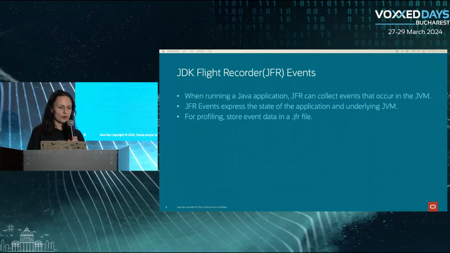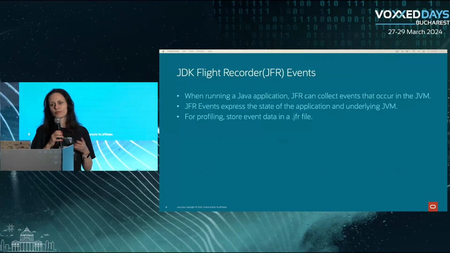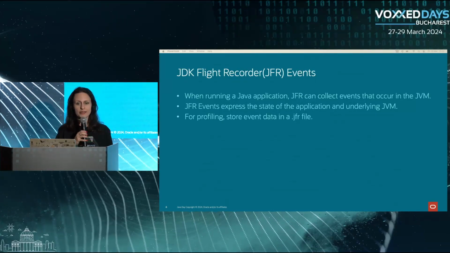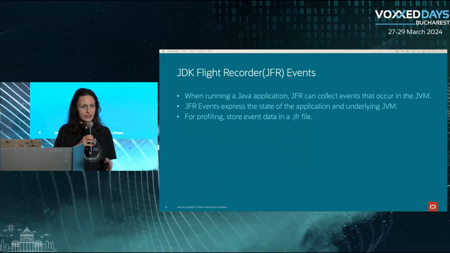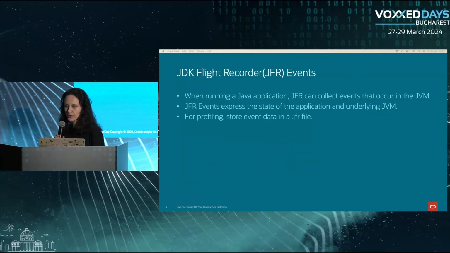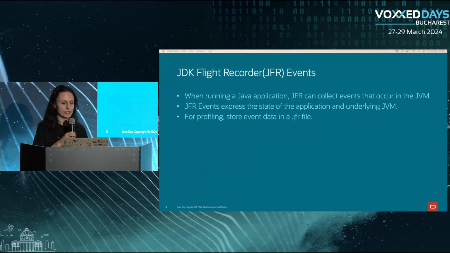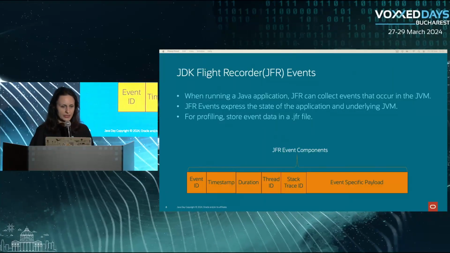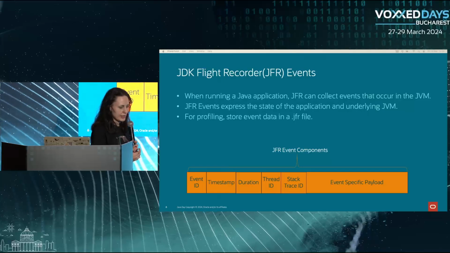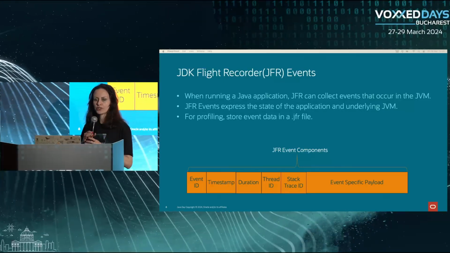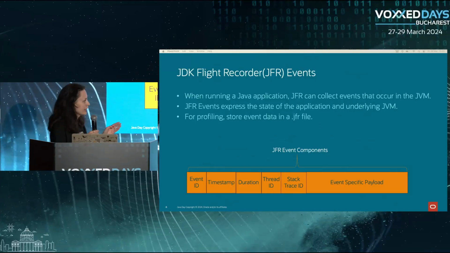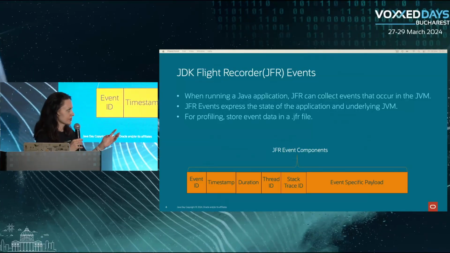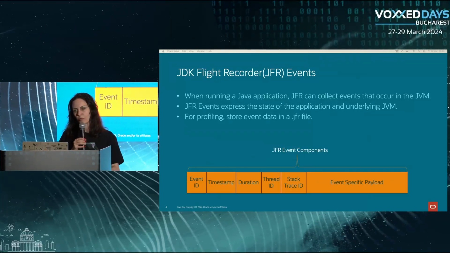So the JDK Flight Recorder events are there to offer you information about how your application and underlying JVM are working. JFR can collect these events throughout the lifetime of your application, and usually when you're using JFR, you're using it for profiling your application. You store event data in a JFR file, and most of the time, these events have some components that can help you later on. So each JFR event has all these components there. You see that the event-specific payload is bigger because that differs from event to event. Sometimes particular events have more in the payload and more fields, so to say.